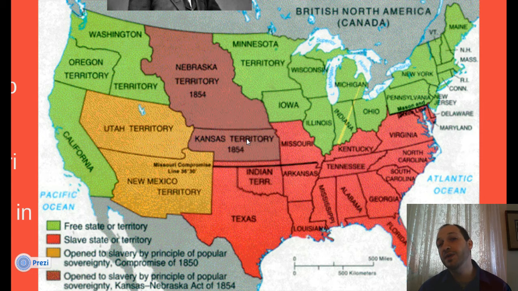Now later on, we're going to be looking at some of the social consequences of the Kansas-Nebraska Act. But right now, what we're going to do is move on to one of the last major political battles of the 1850s over the slave issue.